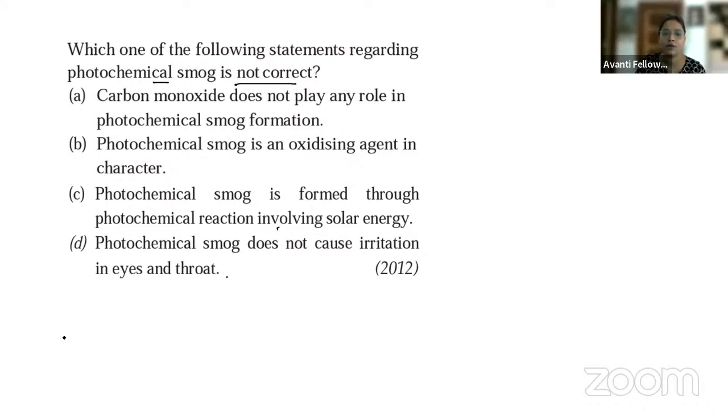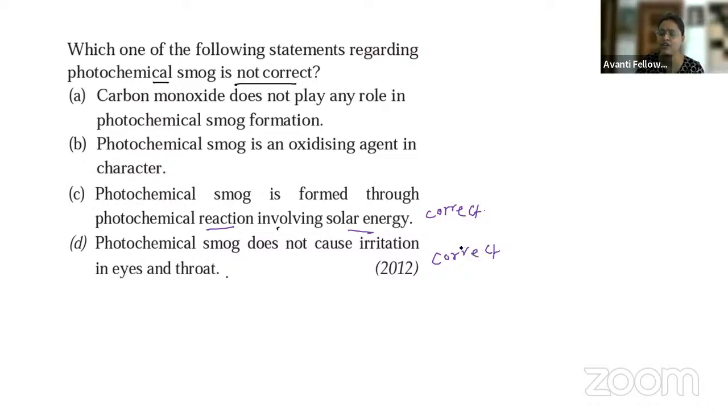Okay, so I just told you that photochemical smog is formed through a photochemical reaction which involves solar energy. So this is correct. Also, whenever you are present in photochemical smog, there will be irritation to eyes and throat. So that's why this is also correct.